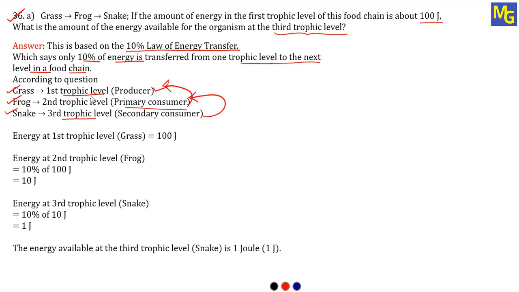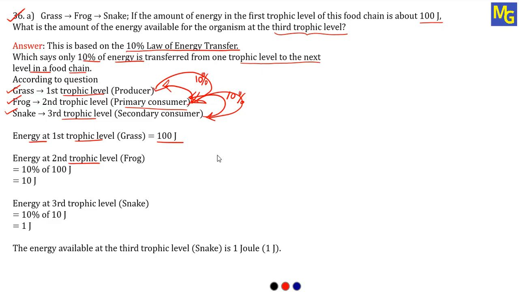So whatever energy is present in the producer, out of that 10% will transfer into the primary consumer. Out of this, 10% will be transferred into the secondary consumer. Only 10% is going to transfer, remember, and the remaining 90% will be lost into the atmosphere. So therefore, in the question they have given energy at the first trophic level, that is grass, we have 100 joules. Then we have to find out how much is transferred to the second trophic level.